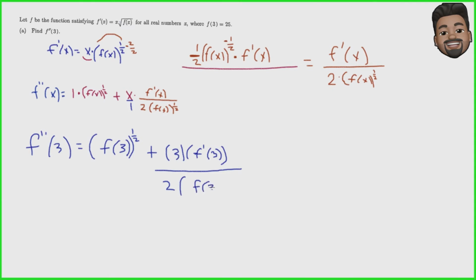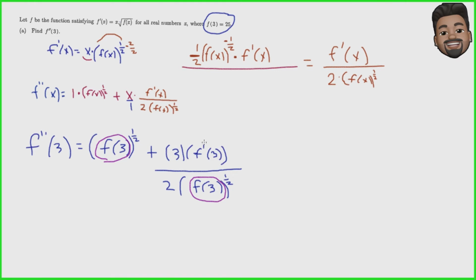F of 3, bam, to the power of 1/2. And that's what our formula for the second derivative should look like so far. Now, here's a couple of important things to keep in mind. We already know what f of 3 is. F of 3 is 25. So meaning anywhere that I see f of 3, I'm going to circle them. This right here and this right here, I can replace with 25 because that is the value.